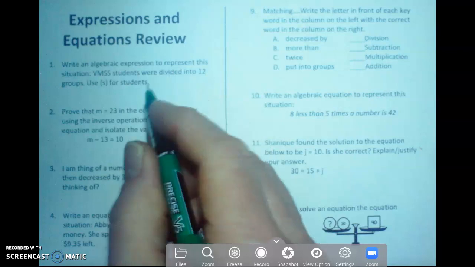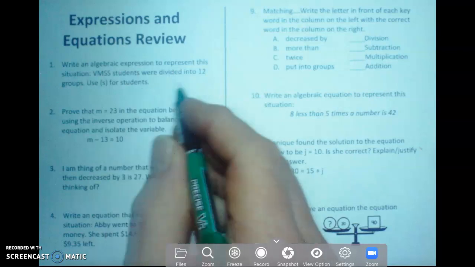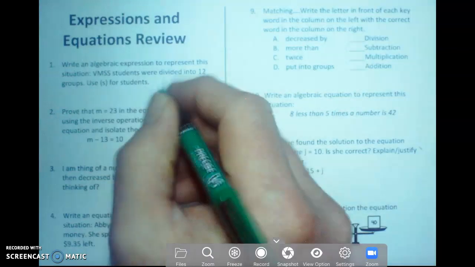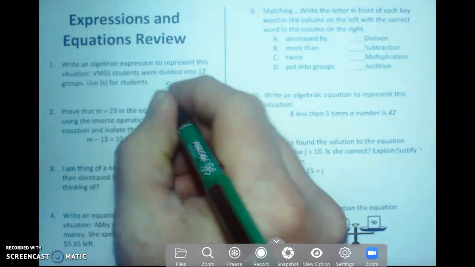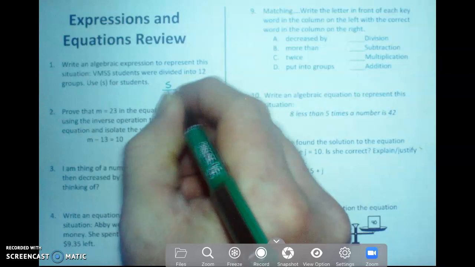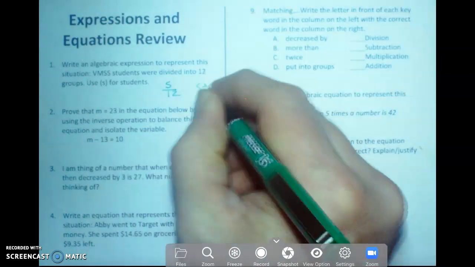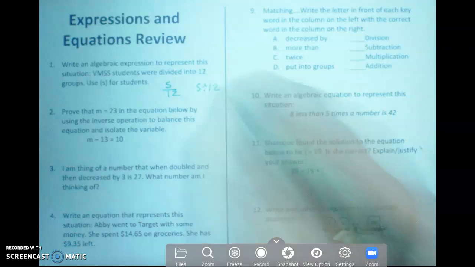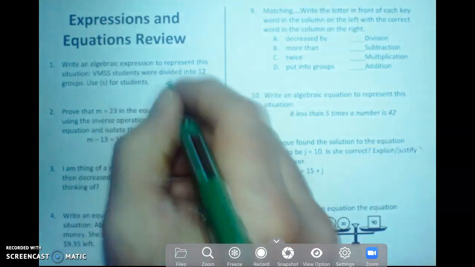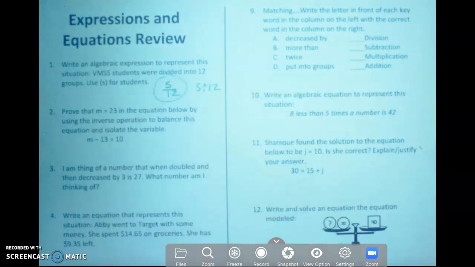The Valley Middle School students were divided into 12 groups. Use S for students. Well, here's the students. We're dividing them into 12 groups. Now you might write it this way too, students divided by 12. I prefer this, and I think most teachers are going to prefer the fraction bar.